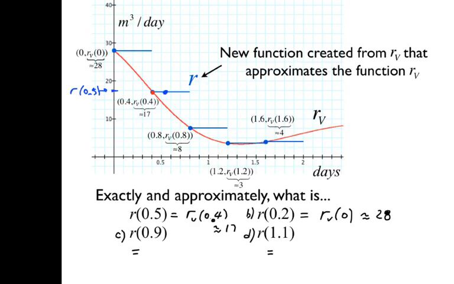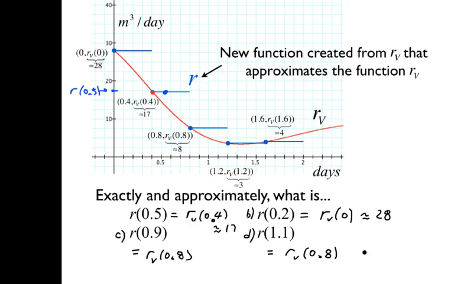Right? It's 28 the whole way through here, 28. So no matter what x value I pick, the rate according to the R graph is 28. All right, R of 0.9. R sub v of 0.8. R of 1.1. R sub v is 0.8, same thing.